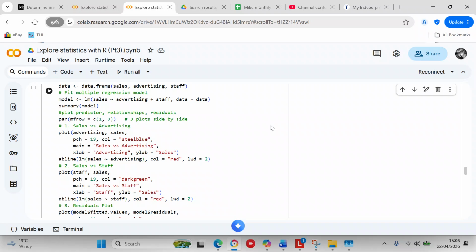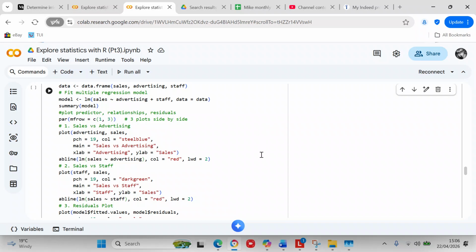So now we're going to create a line. So you've got abline brackets lm. So that's linear model brackets sales tilde advertising. The color is red and the line width is 2.